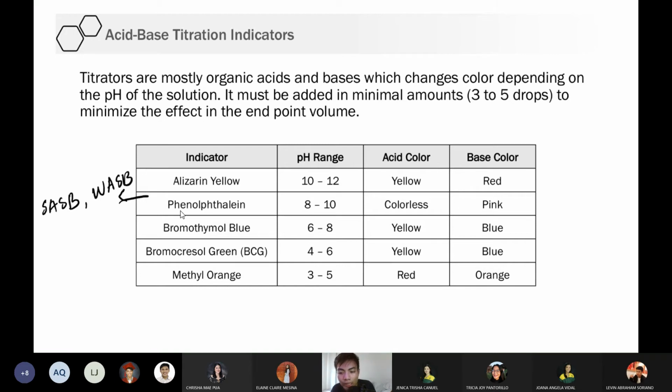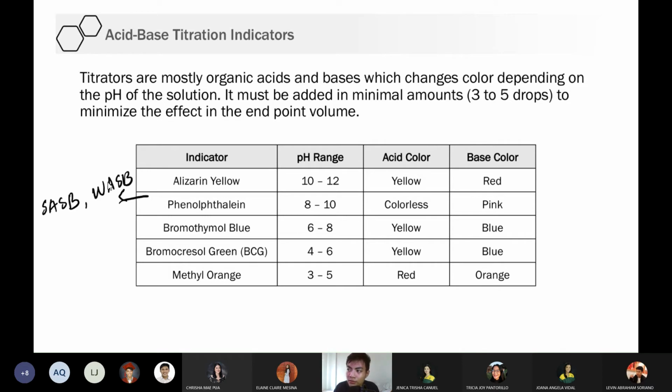Phenolphthalein talaga. Why? Kasi the inflection point, tumatama siya sa pH 8 to 10. Tumatama yan doon sa pH na yan. As a result, doon yun magbabago ng kulay. Okay. So, hindi mo pwede gamitin ito. Hindi mo pwede gamitin yung bromocresol green. Kasi the inflection point is around pH 10 to pH 6, for those type of titration.